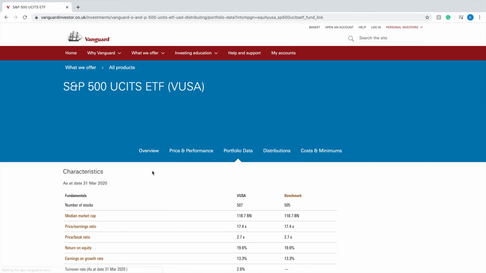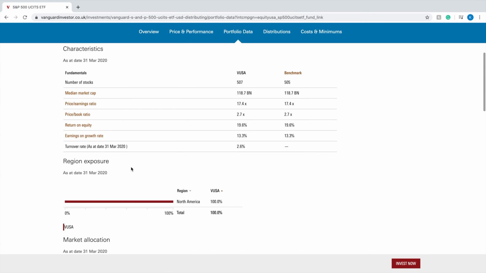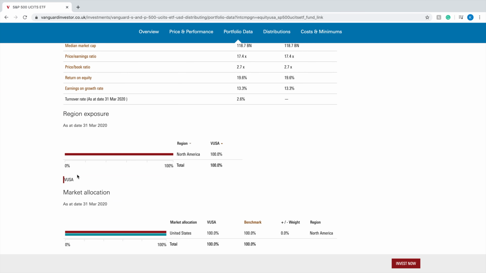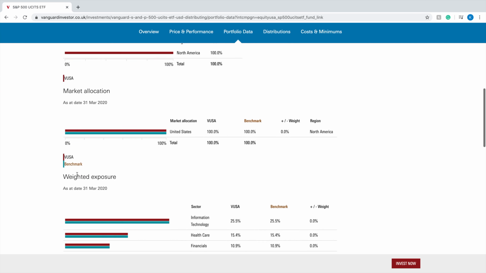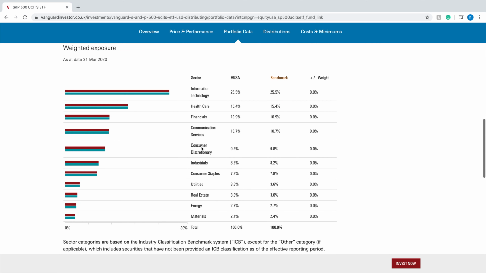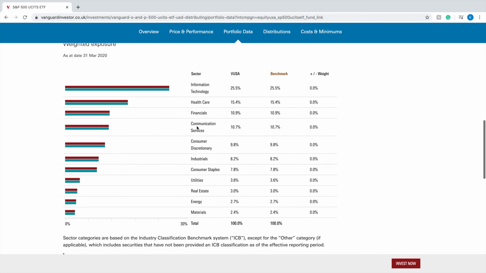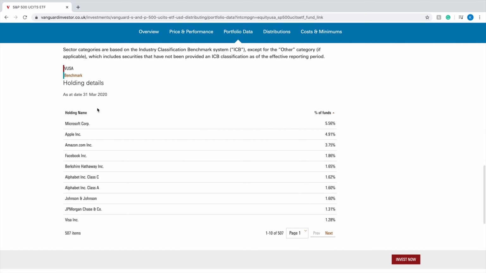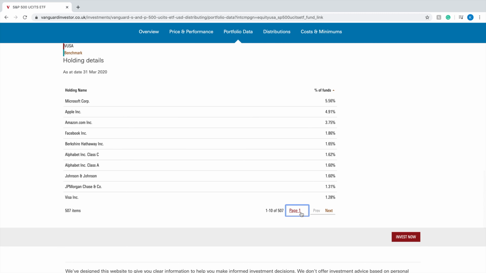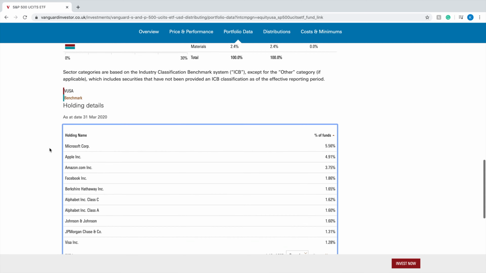We also have portfolio data. So we've got again mainly North American exposure, and here we've got again big on information tech, healthcare, financials, the top 3, and then we've got Microsoft, Apple, Amazon, and other companies. You can have a look through all the other companies by going through all the pages, but I'm just going to go through the top sort of 10. So we've got tech, followed by some finance and Johnson & Johnson.